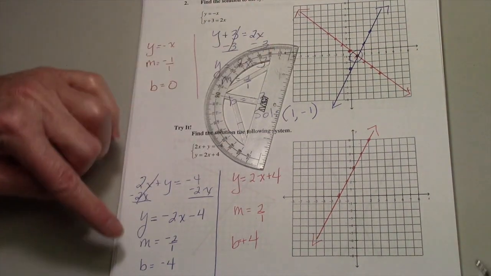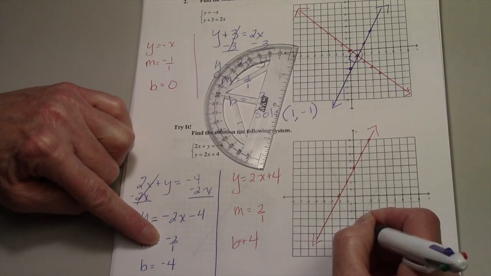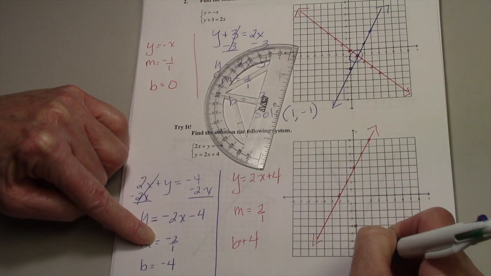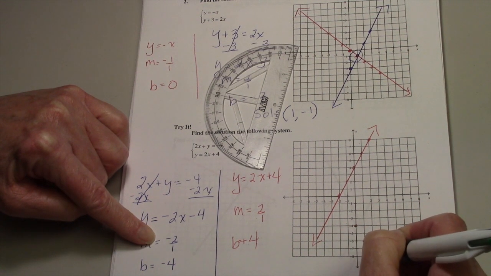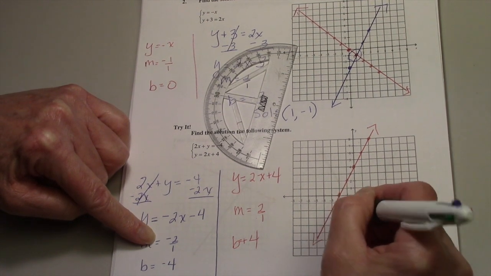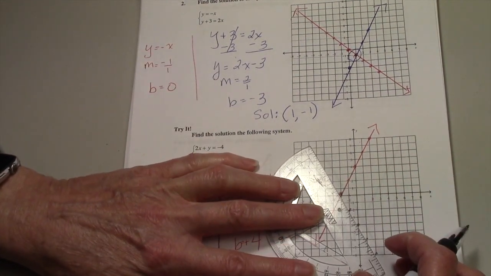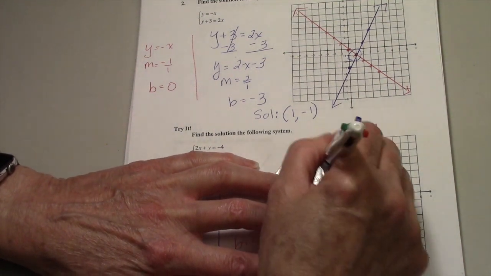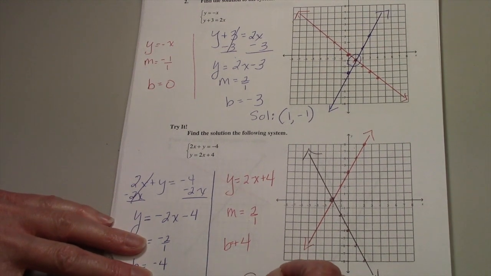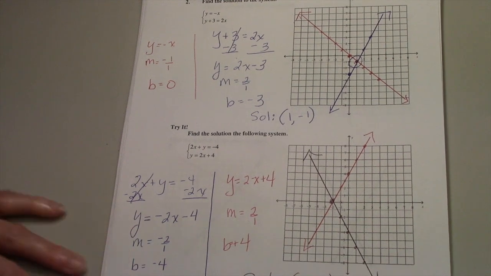Okay, let's do the other one. Start at negative 4. Its slope is down 2 over 1. So if I go back, up 2 over 1, up 2 over 1, there it is. So the solution is negative 2, 0.